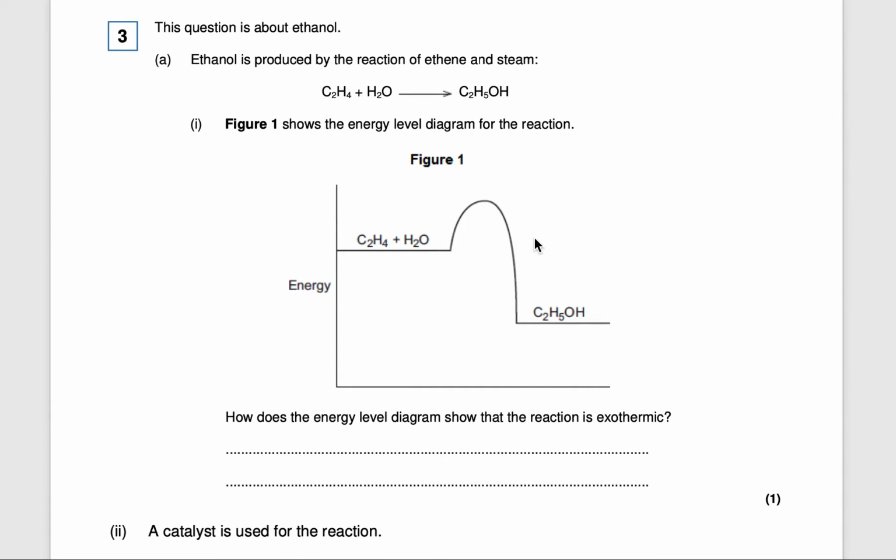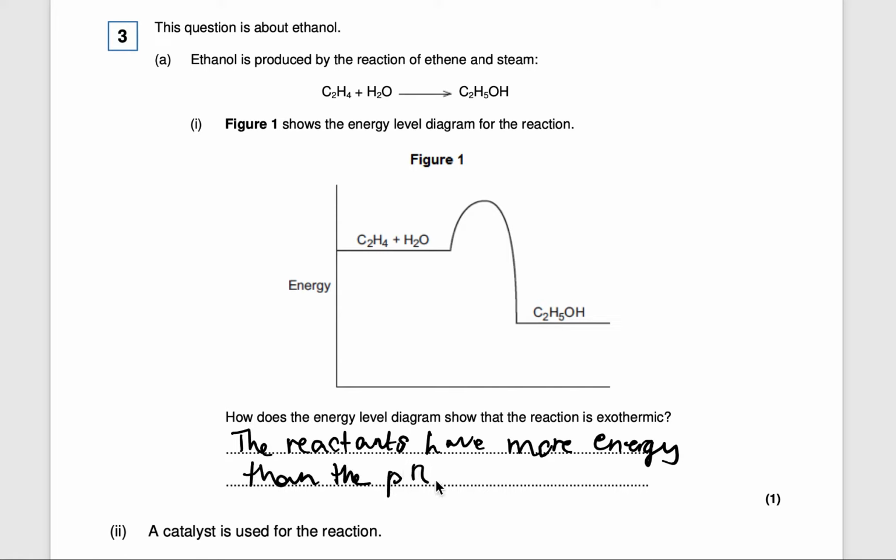Next question. This question is about ethanol. Ethanol is produced by the reaction of ethene and steam. Figure 1 shows the energy level diagram for the reaction. How does the energy level diagram show that the reaction is exothermic? And clearly over here, the reactants have more energy than the products. Okay, and that will get you 1 mark.